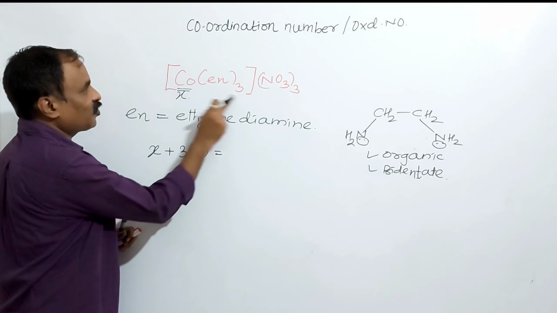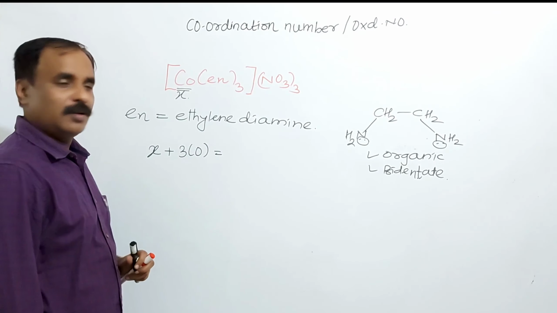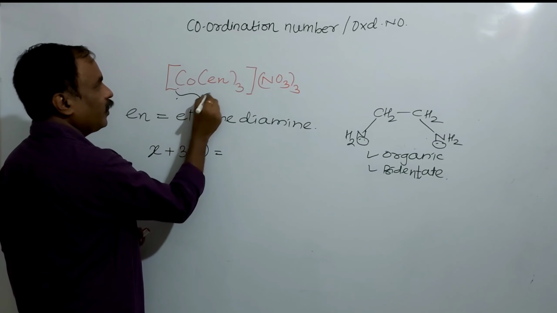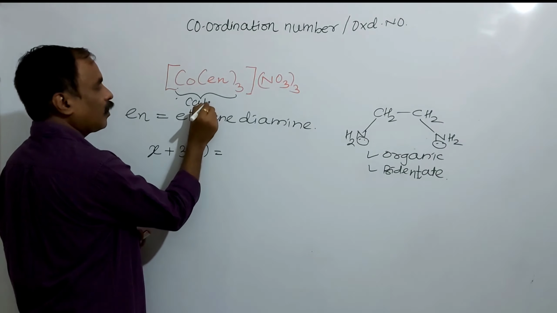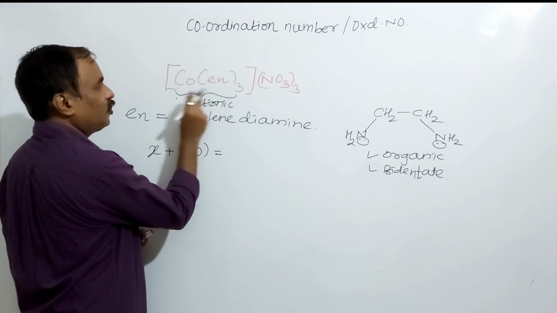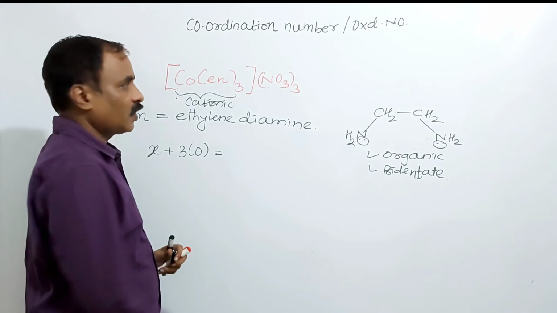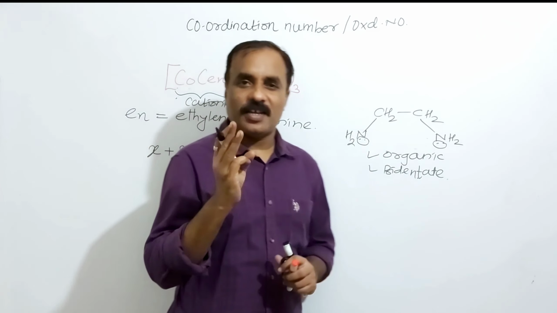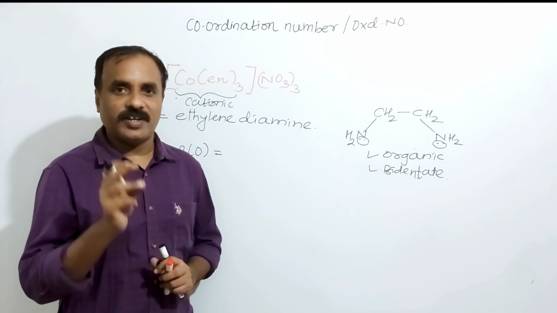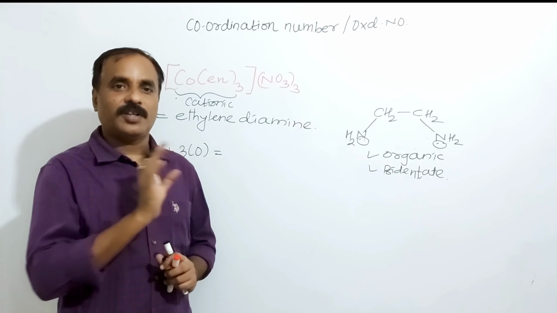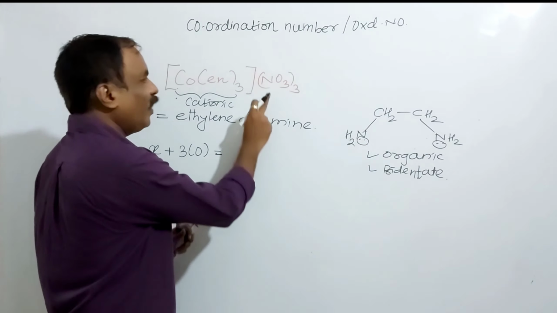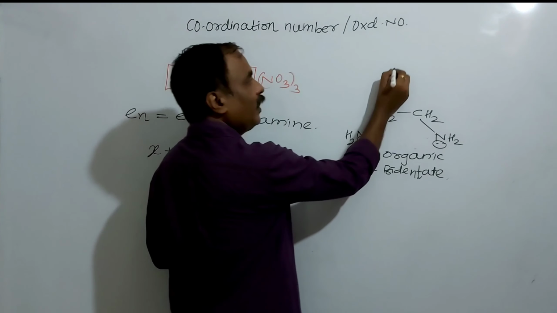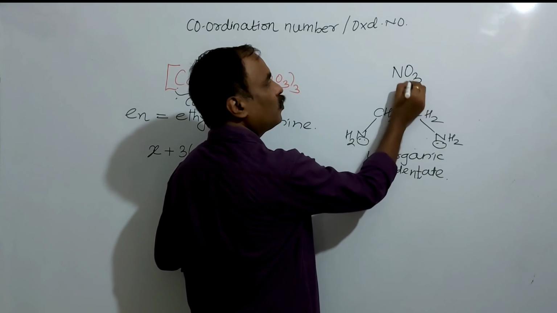Now tell me the charge on this square bracket. Here it is a cationic complex, because this is a cation, and here it is the anion. 3 types of complexes are there: cationic complex, anionic complex and neutral complex. We'll see after this. Now NO3, here the anion is NO3 minus. When there is NO3, it carries 1 minus.